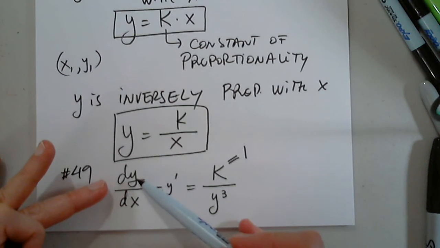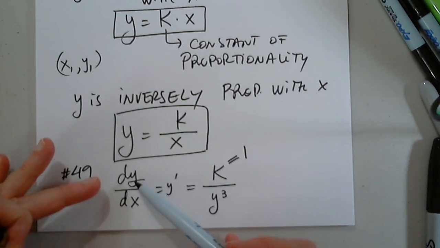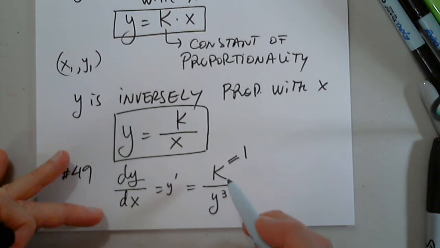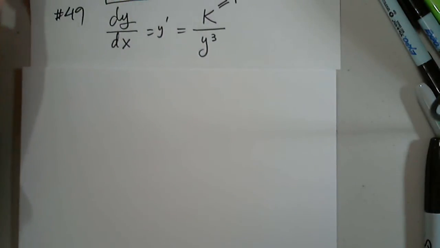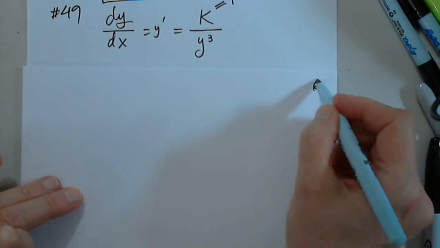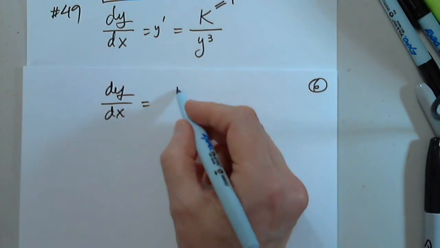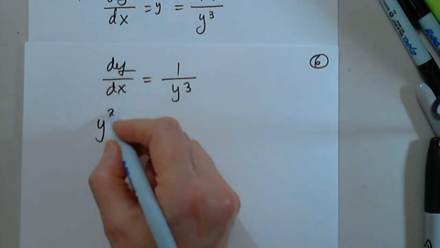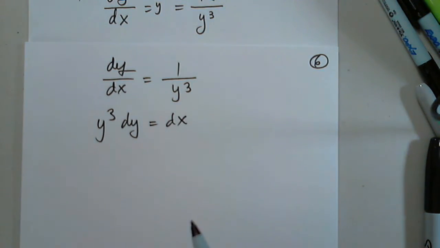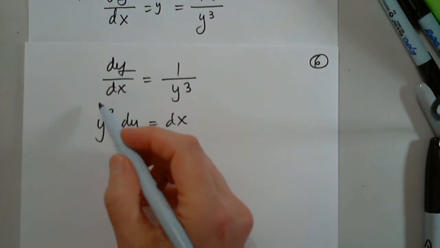Okay, so the rate of change of y with respect to x, which is the first derivative, dy over dx, is inversely proportional with the cube of y. So our differential equation is dy over dx equals 1 over y cubed. Yes? Cross multiply. y cubed dy equals dx. Variables are completely separated. x is on one side, y is on the other. And now I can integrate.